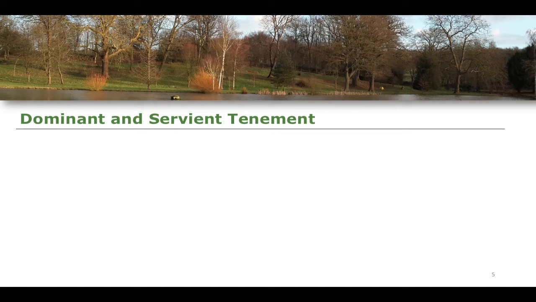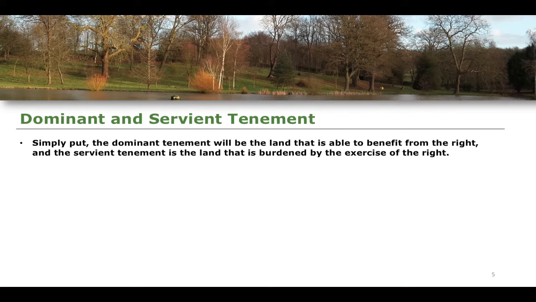And bear in mind that we're going to come on to this kind of language as well when we look at freehold covenants. So don't think that you can just forget about it as soon as we've finished our lessons on easements. Simply put, the dominant tenement will be the land that is able to benefit from the right, and the servient tenement is the land that is burdened by the exercise of the right.